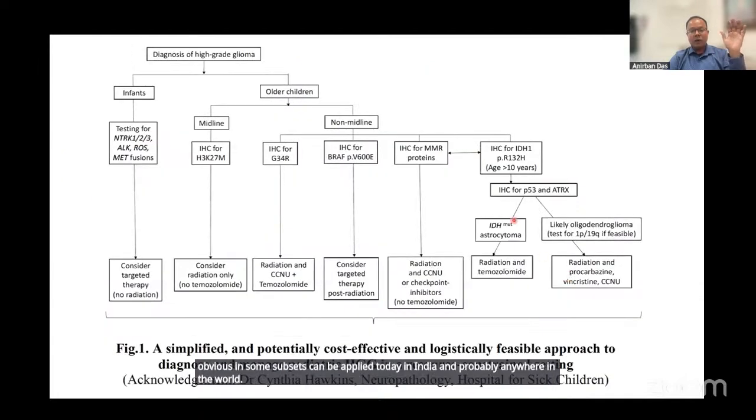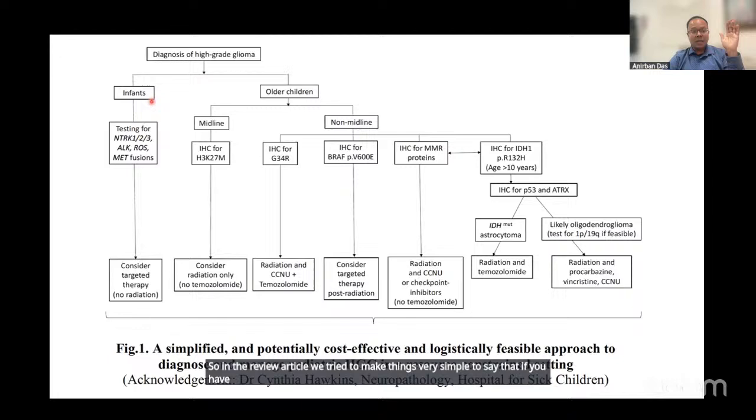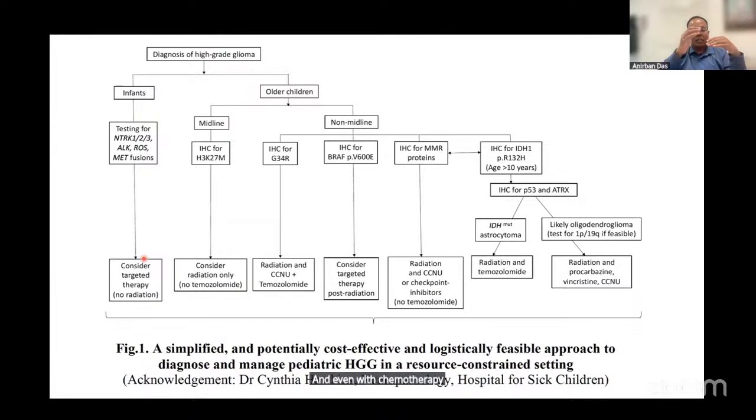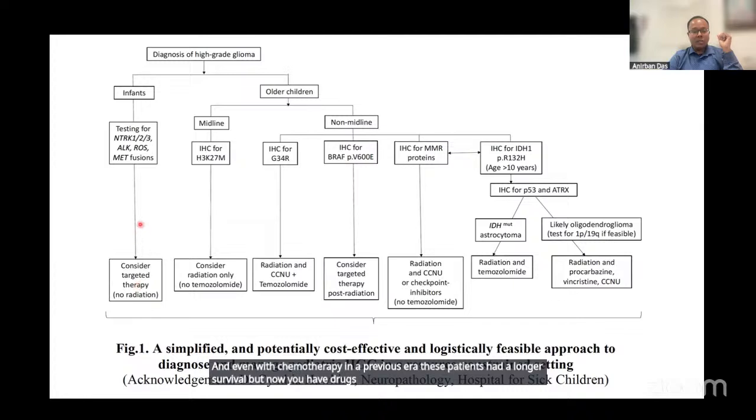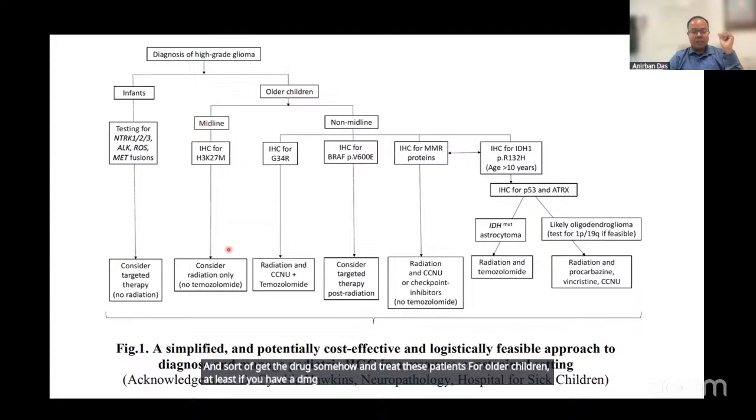So in the review article, we tried to make things very simple to say that if you have an infant or a young child with one of these infant type alterations, you should definitely avoid radiation because these are young children who don't need radiation. And even with chemotherapy in a previous era, these patients had a longer survival. But now you have drugs, and maybe your adult oncologists are already using many of these drugs. So it's a sort of effort to make sure that we test and get the drug somehow and treat these patients.